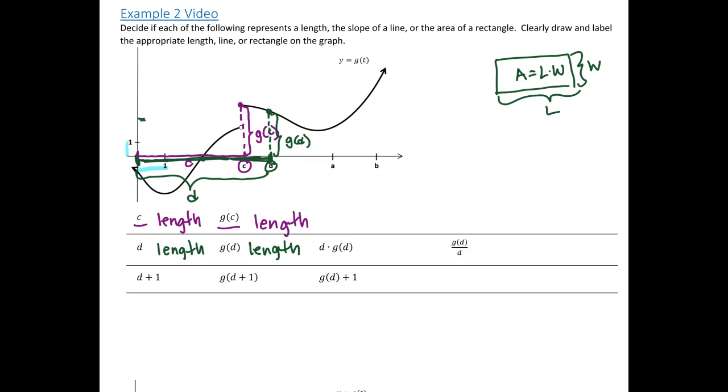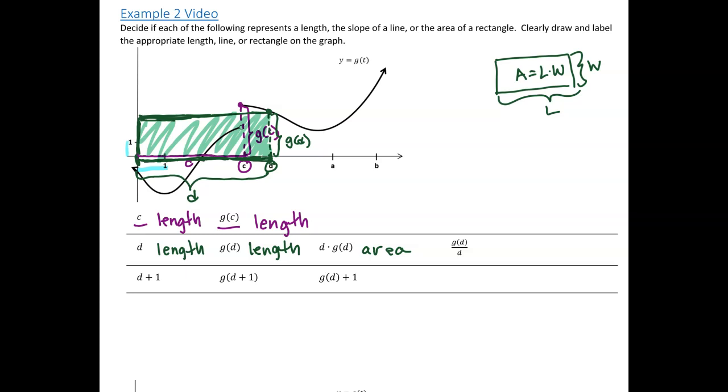So right across here, I'm going to just close off my rectangle and say, let's see, do I have a green highlighter? This area right here, that is d times g of d. Oh, I can even spell area sometimes. So if you multiply two lengths, you should at least be considering that that might be representing an area for you.